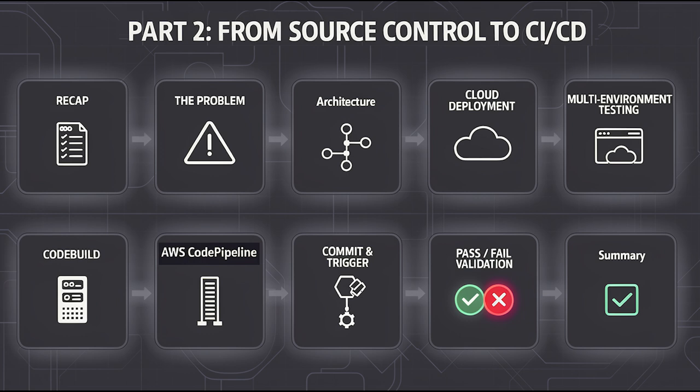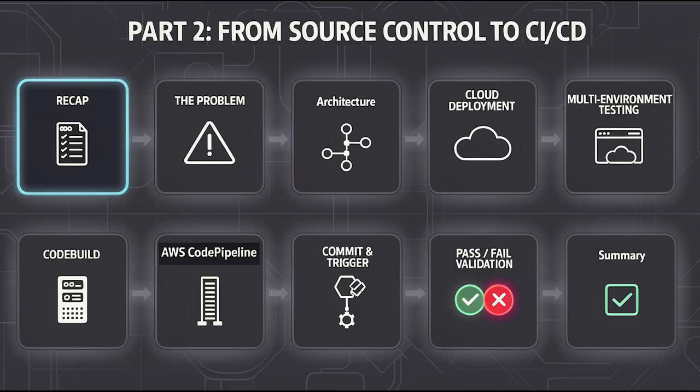Welcome to part 2 of my two-part series on integrating Playwright automated tests into a CI/CD pipeline using AWS CodePipeline. We're going to cover quite a lot of ground in this video, so I thought it would be useful to start with a roadmap of what we're actually going to go over. There are actually 10 sections in this video that we'll quickly go through.